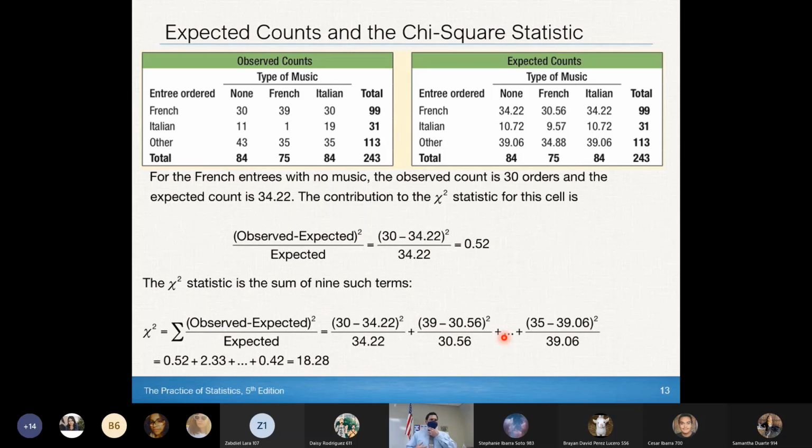It's possible for the calculator to do this for us and give us that chi-squared statistic. We'll see a video on how to do that tomorrow in our practice stuff. I think this video is only a couple minutes long. Ultimately, we get a chi-square statistic of 18.28. Do we have any questions about this step here, calculating our chi-square statistic?